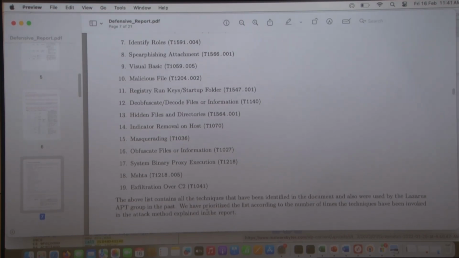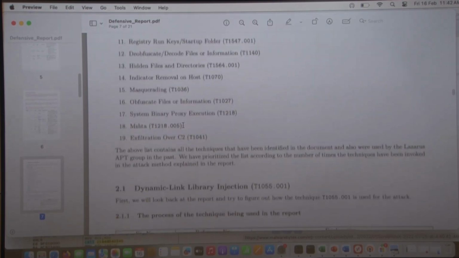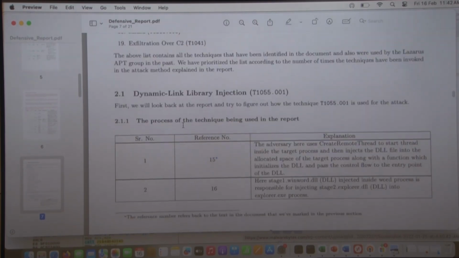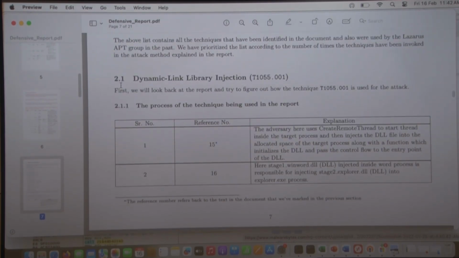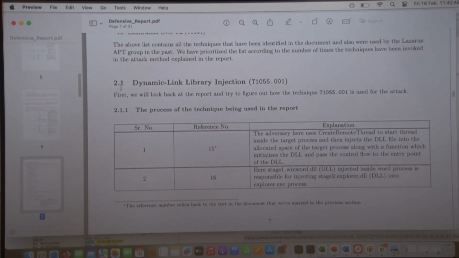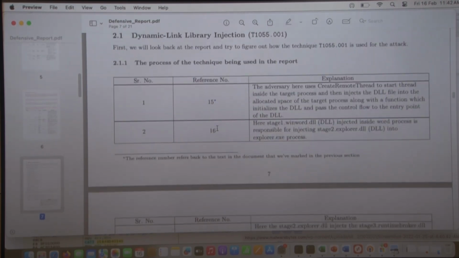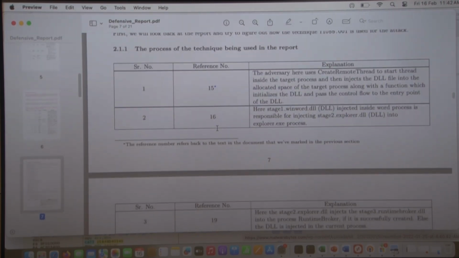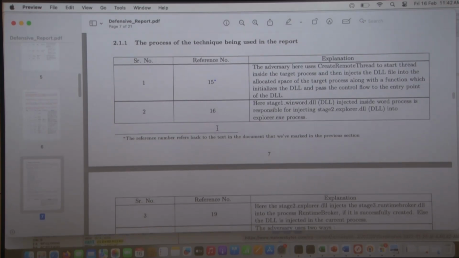In this above list, these techniques were identified from the document which explains the attack performed by the Lazarus group. Then we'll go one by one through each technique, see the detection and mitigation methods, and see how one can give a defensive recommendation. We start with injection, from where the attack started.